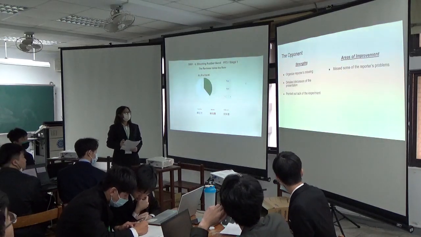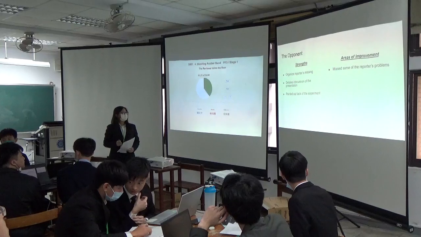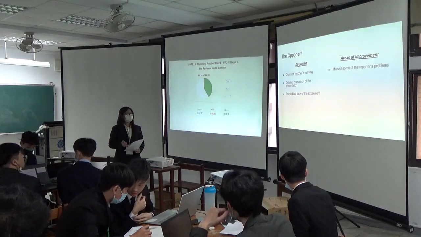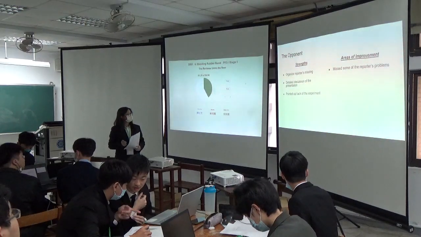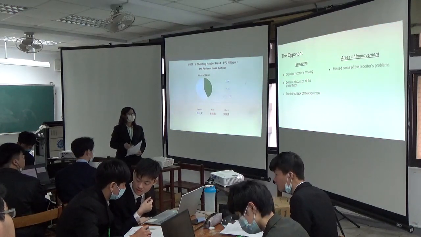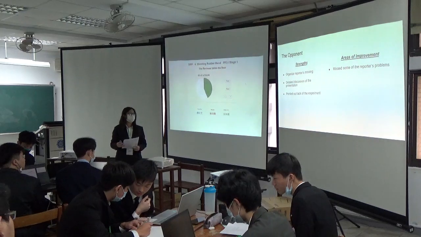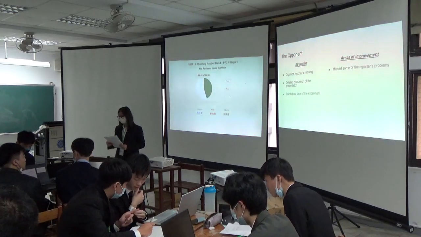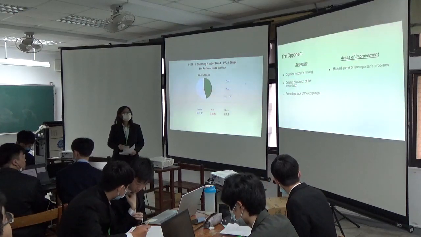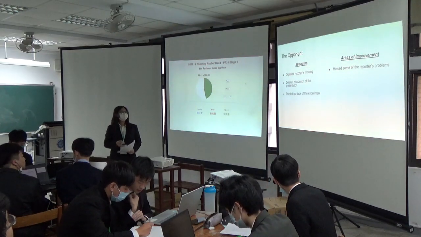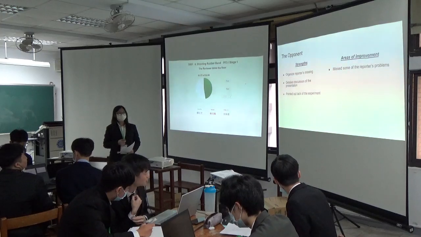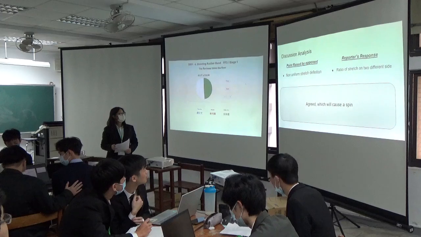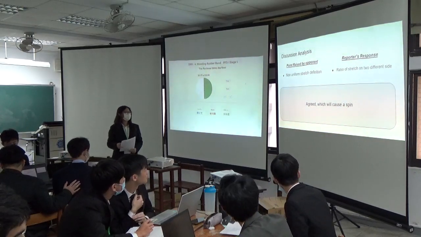For the opponents, the strengths are, first, they organized the reporter's missing points. They did a detailed discussion of the presentation, and they pointed out some lack in the experiment slide. And just as I said, they did not mention initial length. For the areas of improvement, they still missed some of the reporter's problems. So here is the discussion part.